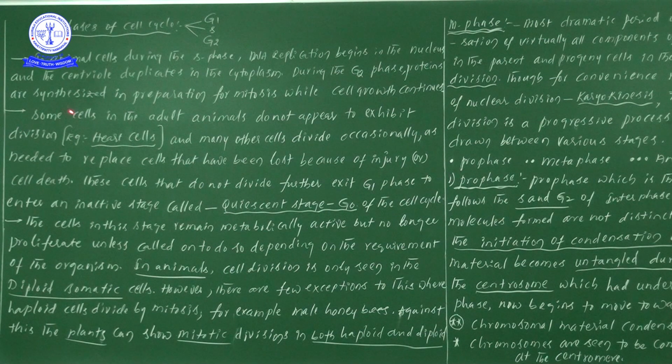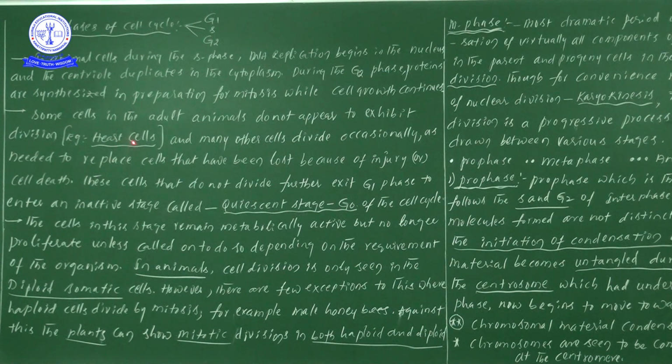Next one, this is important. Last year and the year before, they asked a neat question on this. Listen carefully now. Some cells in adult animals do not appear to exhibit division. What is the point we are understanding here? Some animal cells do not appear to exhibit division, so in some cells there is no chance of the cell division process.